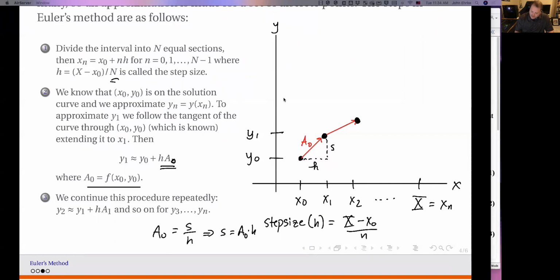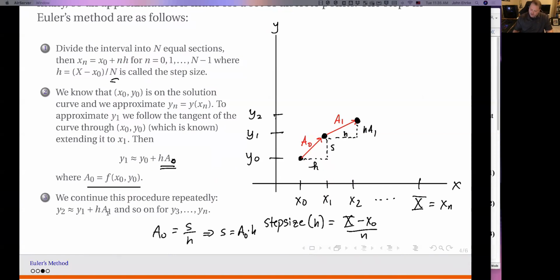I need to now say, okay, what is my y2 value at this point? Well, I know the slope is a1. I know that the horizontal distance traveled hasn't changed. It's still h. And I know the vertical distance is h times a1. So I can now calculate y2. y2 is y1 plus h a1. And now I have y2.